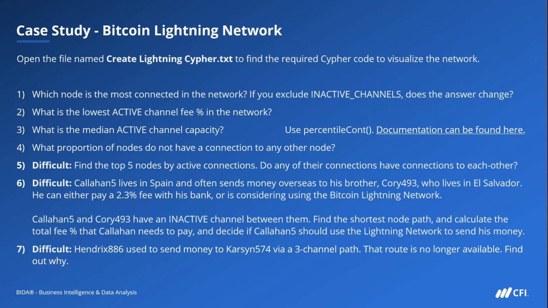Finally, Hendrix886 used to send money to Carson574 via a 3-channel path. That route is no longer available. Your task is to find out why. As I've said in previous questions, don't worry if you don't get all of these first time. The concept of graph is very different to anything you've probably covered in BI or data science before, so have a go at these before working through the answers that I provided, and good luck.